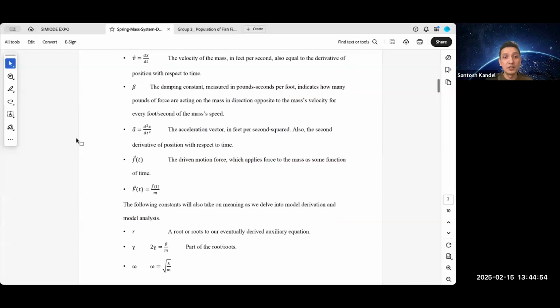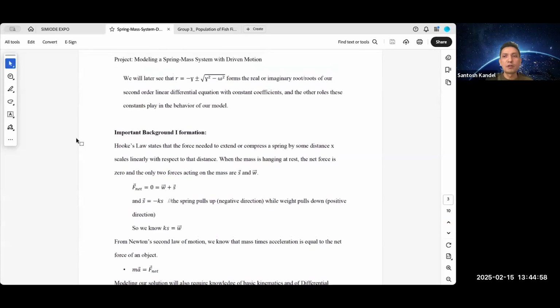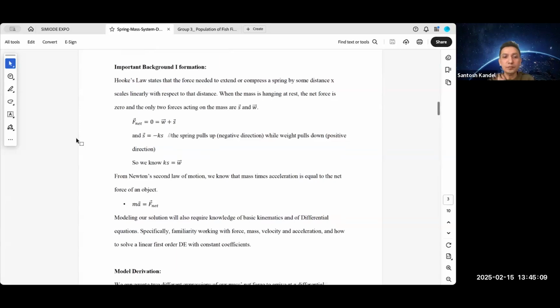They set up the stage, like talk about all the notations involved. And they also give some background information, like what are the kind of things they are going to need, the ingredients in order to develop the model. For example, they talk about Hooke's law, and they also discuss Newton's second law of motion.